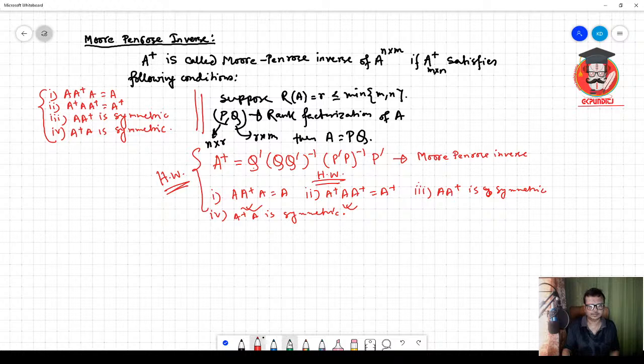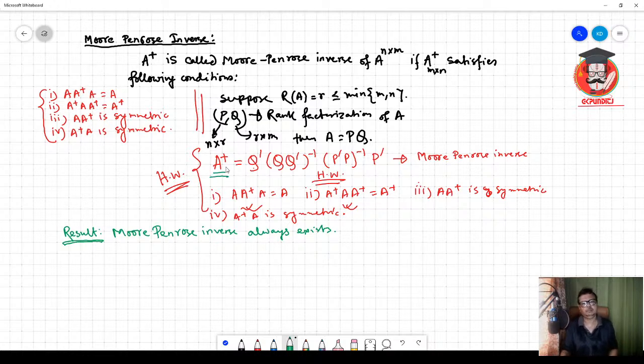Result: Moore-Penrose inverse always exists. So if you prove this thing, A plus is a Moore-Penrose inverse, and since A plus is constructed by P and Q matrix, and we know rank factorization always exists, hence Moore-Penrose inverse always exists.